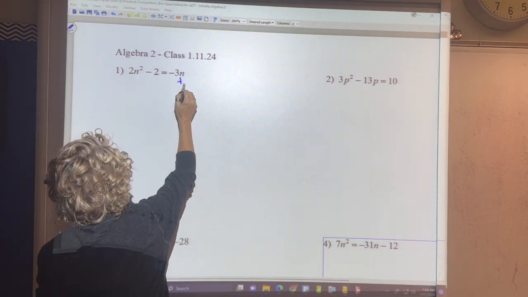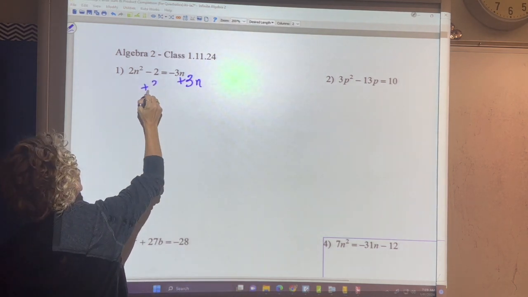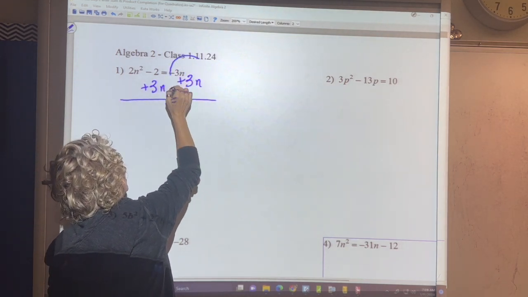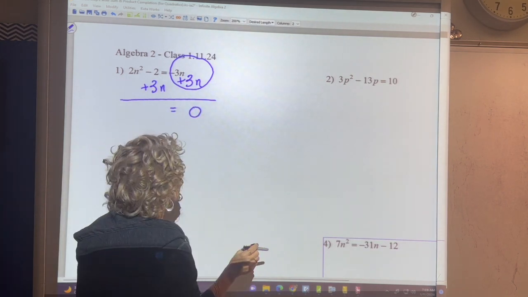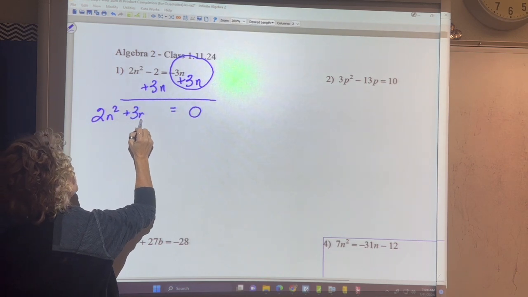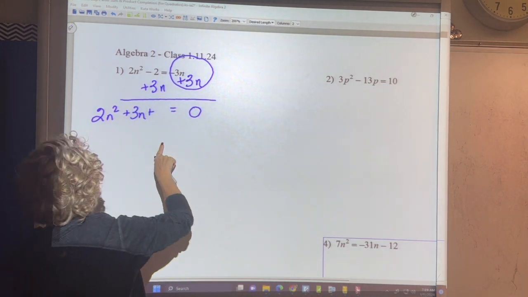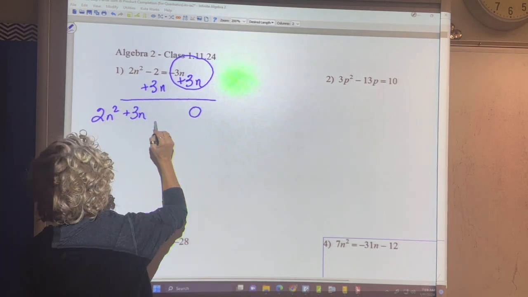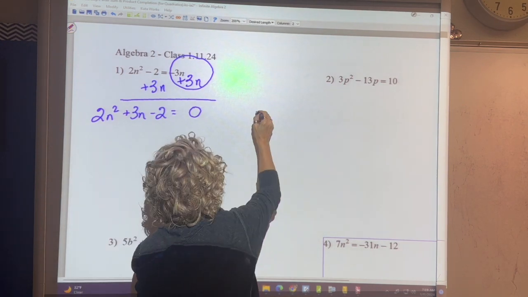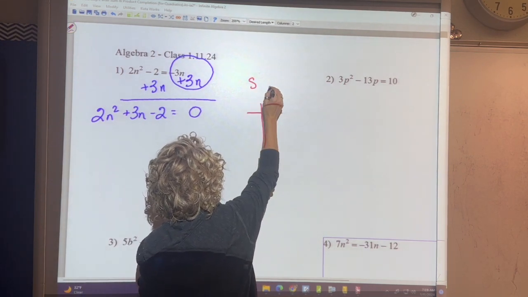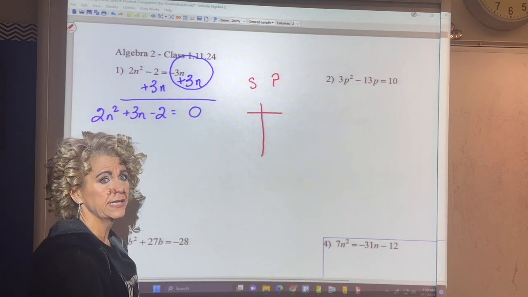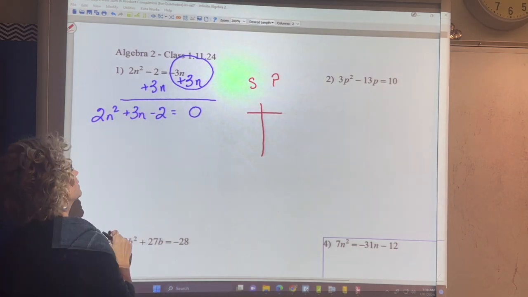So I'm going to add 3n to both sides, additive inverses, and I want to see that work. These right here are additive inverses. They cancel. That was the entire purpose. Then we have 2n squared plus 3n minus 2 equals 0, in proper form. That's step 1. Step 2, our sum and product chart. Here's the sum, here's the product. The sum is the coefficient of our linear term. Our linear term is a positive 3n.